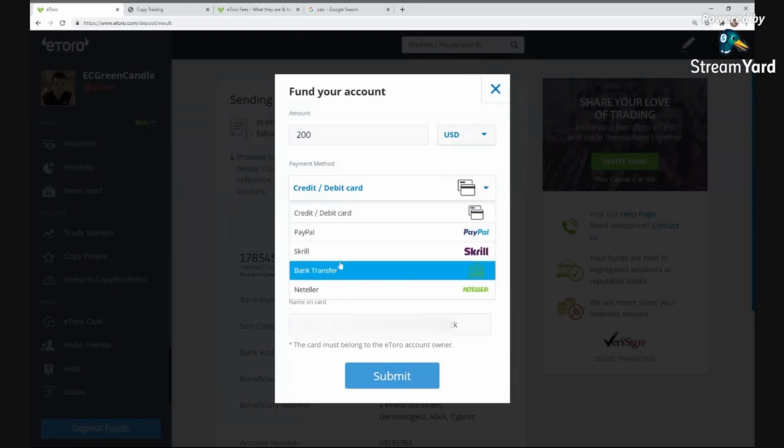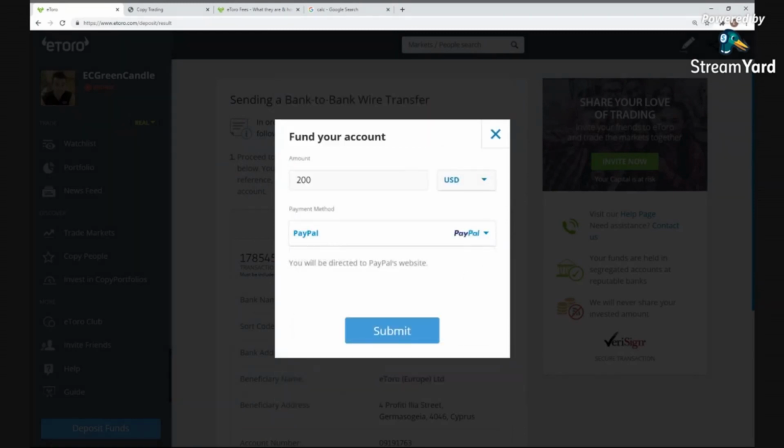Okay, so with PayPal, it's the same. The minimum is $200. Okay, so 200 US dollars. And all you have to do is press yours. So that's the minimum. But like I said, the first time you do it could take 1 to 2 days, okay?